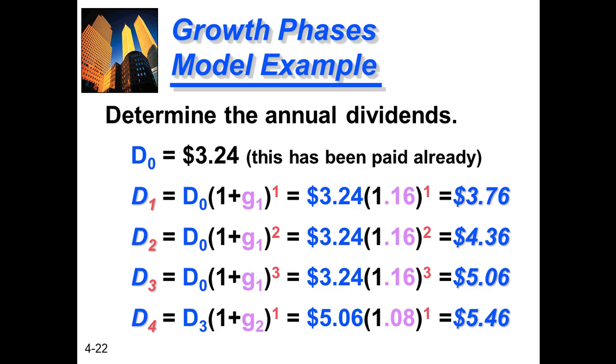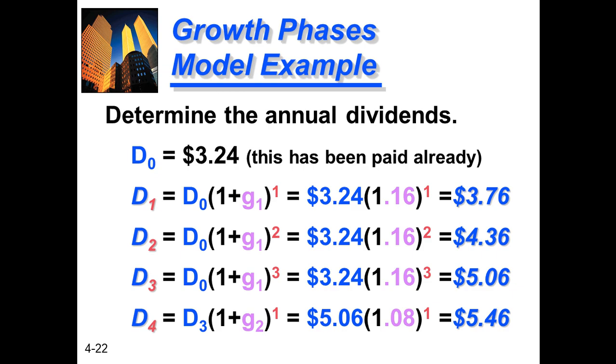In D2, D0 multiplied by 1 plus G1, whole to the power of 2. 3.24 multiplied by 1.16 whole to the power of 2 will become 4.36. For D3, D0 times 1 plus G1 whole to the power of 3, which is equal to 3.24 multiplied by 1.16 whole to the power of 3, which will become 5.06. So this is completed for one phase.